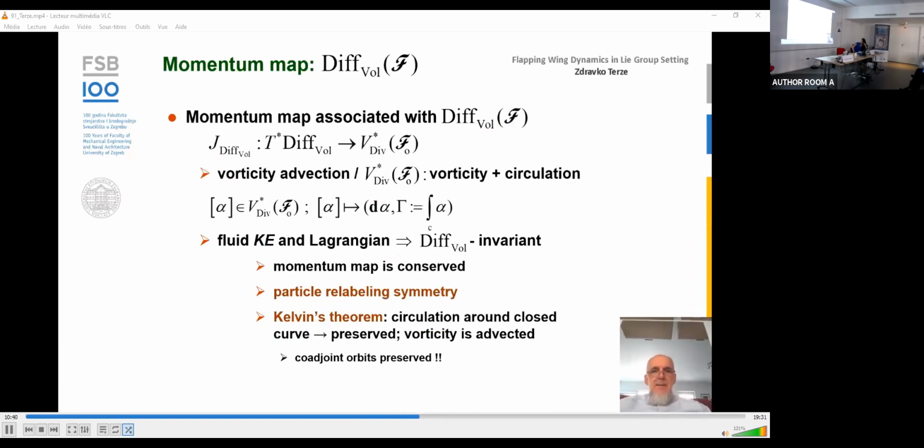For the fluid side, momentum map associated with volume-preserving diffeomorphism is vorticity or circulation, that, as we have already seen, lives also in dual space of fluid Lie algebra. If fluid kinetic energy is diffeomorphism invariant, of course, this also means that coadjoint orbits will be preserved, giving rise to Kelvin's theorem that states that circulation around closed curve is preserved or vorticity is advected.